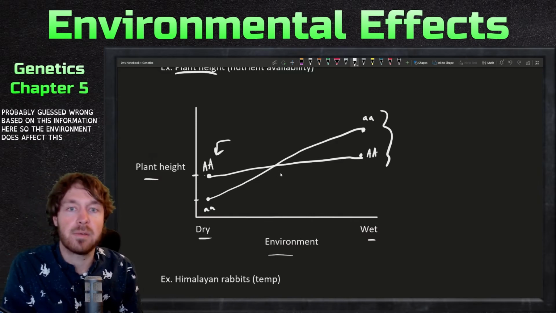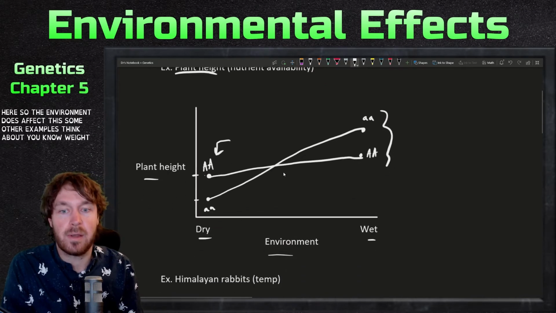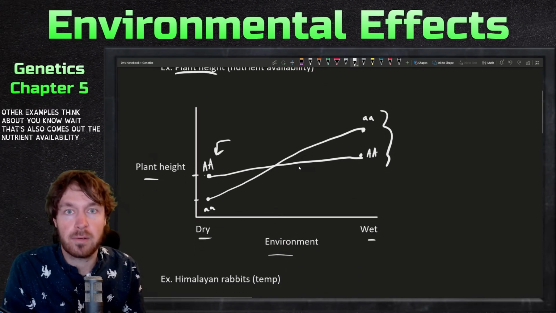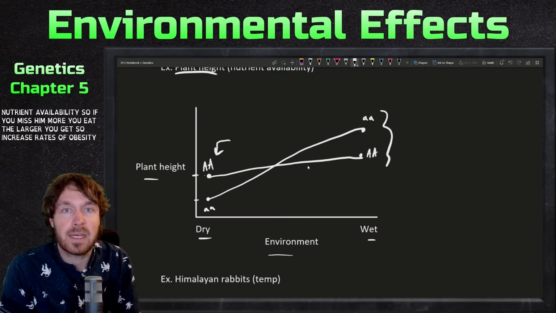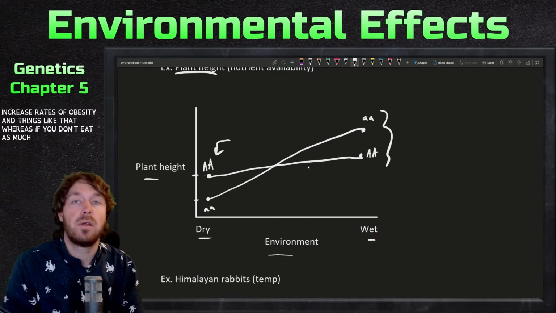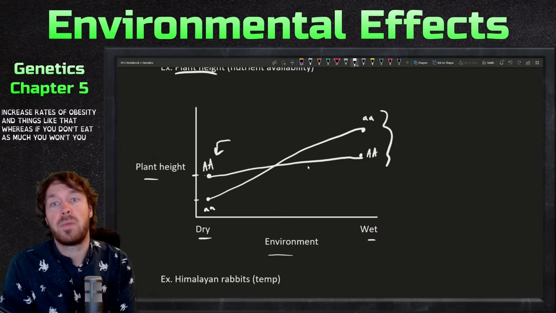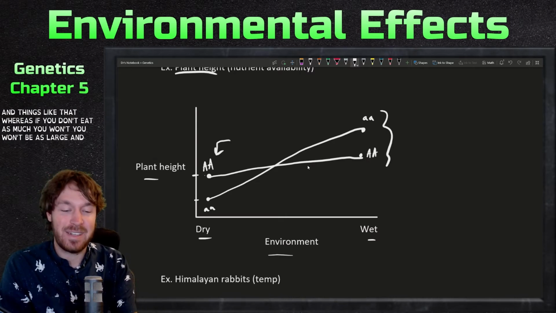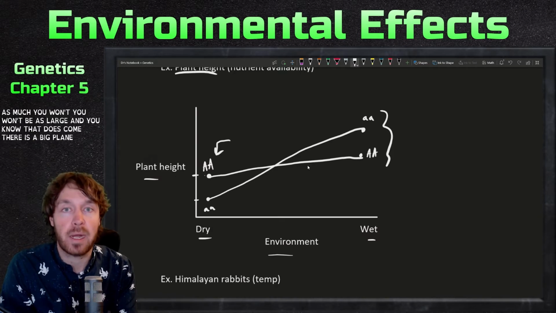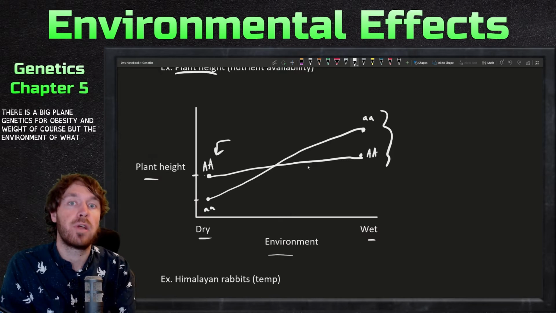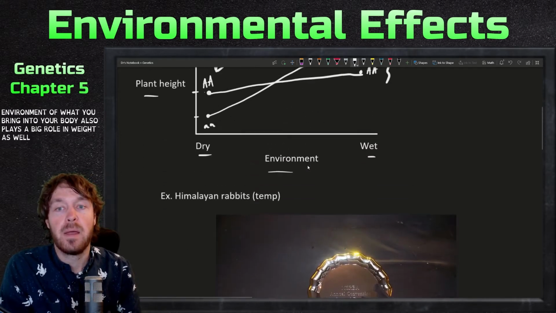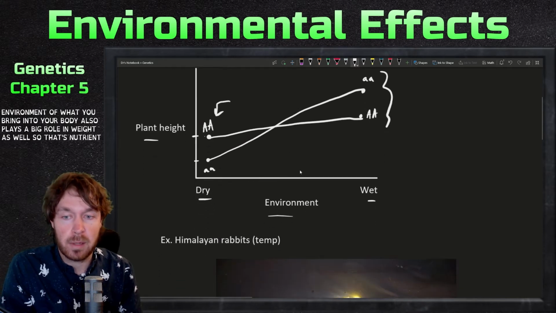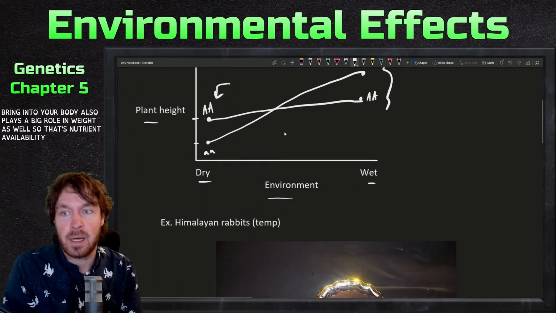And some other examples, think about weight. That also comes down to nutrient availability. So for humans, the more you eat, the larger you get, so increased rates of obesity and things like that. Whereas if you don't eat as much, you won't be as large. There is a big play in genetics for obesity and weight, of course, but the environment of what you bring into your body also plays a big role in weight as well. Okay, so that's nutrient availability, weight and plant height and things like that.